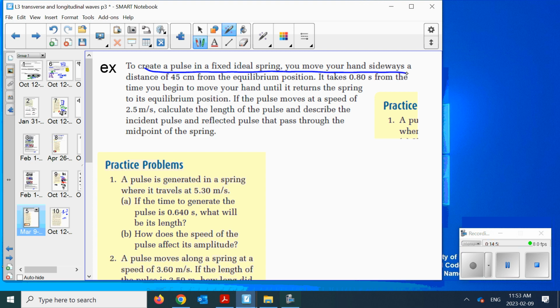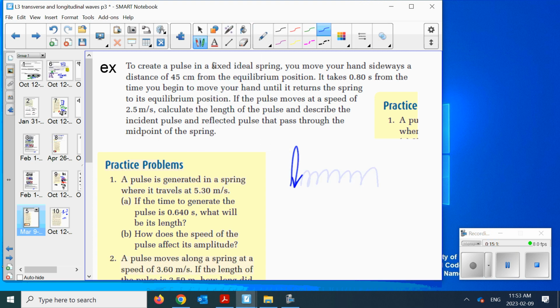Create a pulse in an ideal spring. Ideal spring means it's really good, no kinks in it, no friction. Move your hand sideways a distance of 45 centimeters. So here's the spring, and you went up, down. That up, down was 45 centimeters, right? That was 45 centimeters, and you're sending that through from the middle position, the equilibrium position.